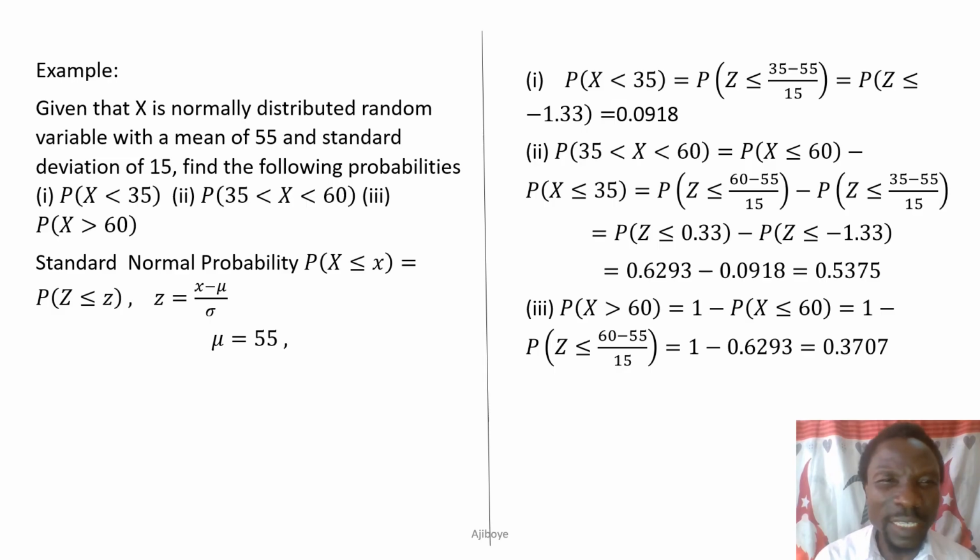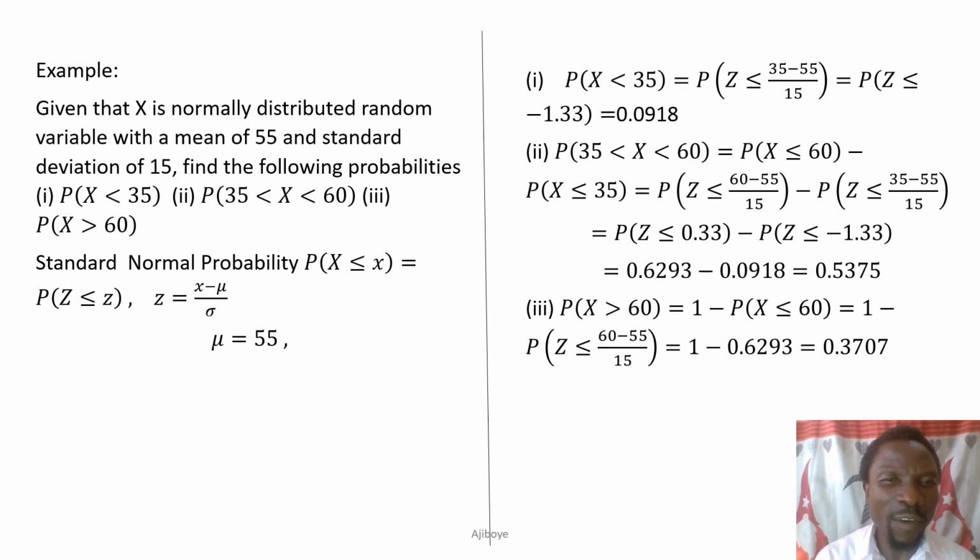So let's take a look at this example. Given that X is a normally distributed random variable with a mean of 55 and standard deviation of 15, find the following probabilities. The probability of X taking a value less than 35, the probability of X taking a value between 35 and 60 exclusive, and X taking a value greater than 60.